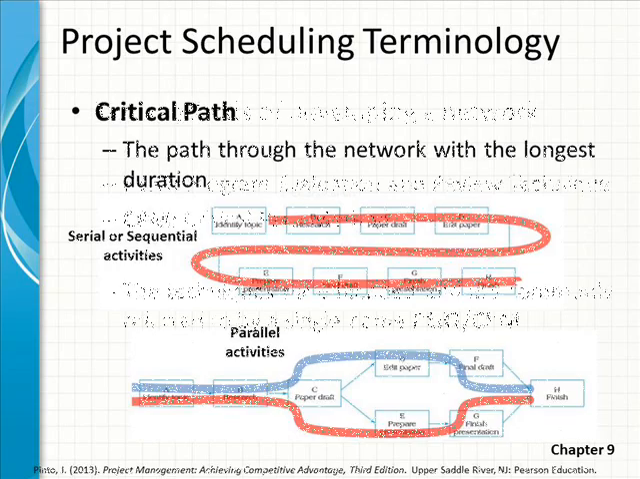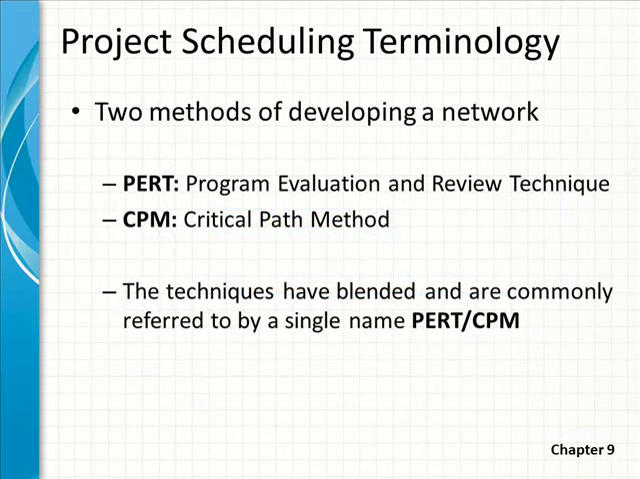for each activity. Now you'll see described in the book that there have been 2 methods of developing a network. There was PERT, the Program Evaluation and Review Technique, and CPM, Critical Path Method. These 2 techniques have blended together and are commonly nowadays referred to as a single name, PERT CPM.